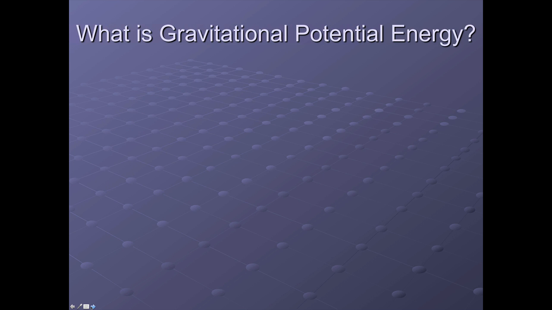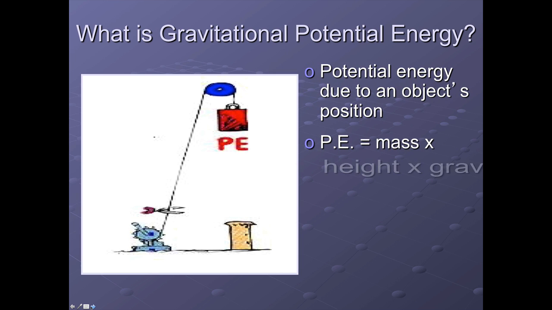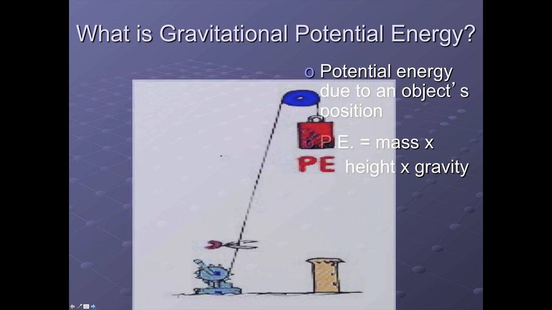And what is gravitational potential energy? It's potential energy due to an object's position. In other words, the gravity of the Earth is pulling on this weight. It has potential energy. If this string is cut, that energy comes down as kinetic energy, but while it's waiting up here, it's potential energy.